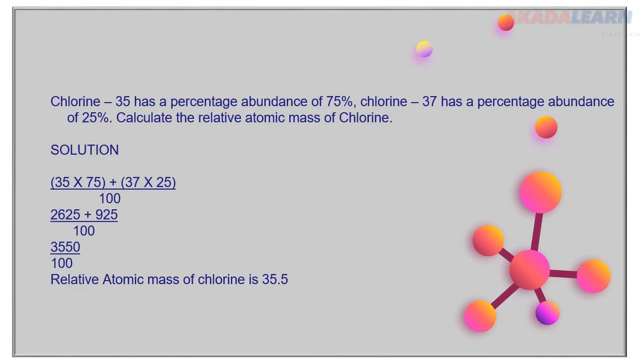Everything is divided by 100. This will give us 2625 plus 925, divided by 100. This will end up giving us 3550 divided by 100, and this will give us the relative atomic mass of chlorine to be 35.5. Please note that for elements that have more than one isotope, like hydrogen that has up to three or four isotopes, you will multiply each isotope by its percentage, add them all up, and divide by 100.